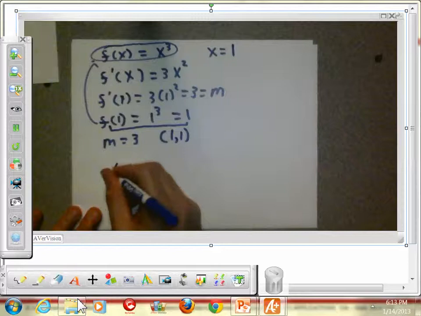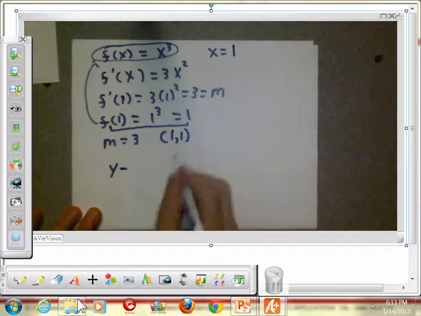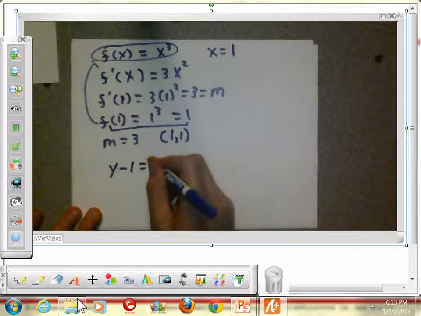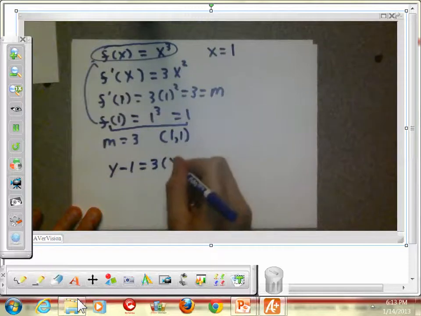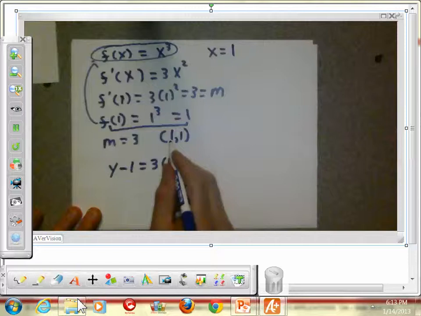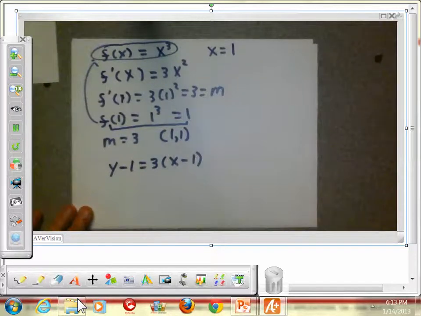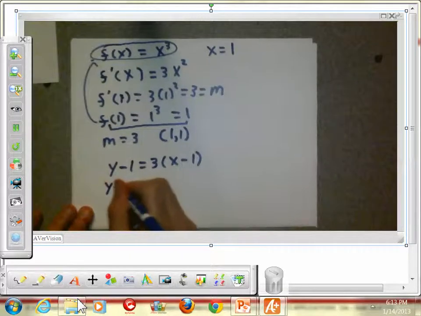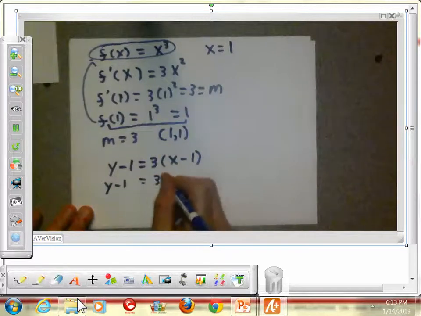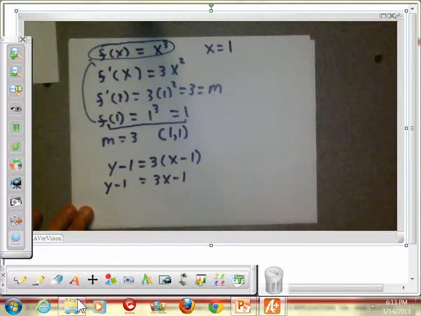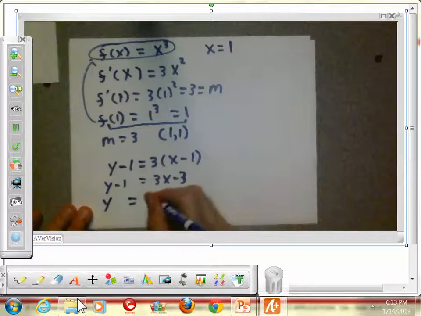I have a slope and a point, so I can use my point-slope equation for the line. So we have y minus my y-coordinate, which is 1, is equal to my slope, which is 3, times x minus my x-coordinate, which also happens to be 1. So that's the equation of my line. If I want to put it in slope-intercept form, I can rewrite it by saying y minus 1 is equal to 3x minus 3, and I can add 1 to both sides, and I have y is equal to 3x minus 2.